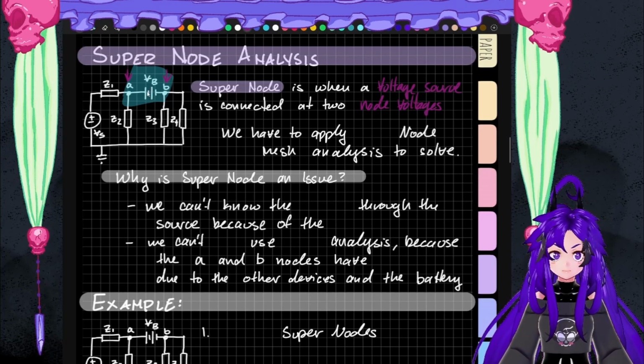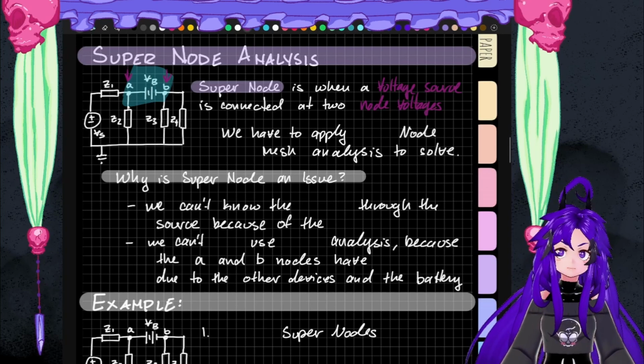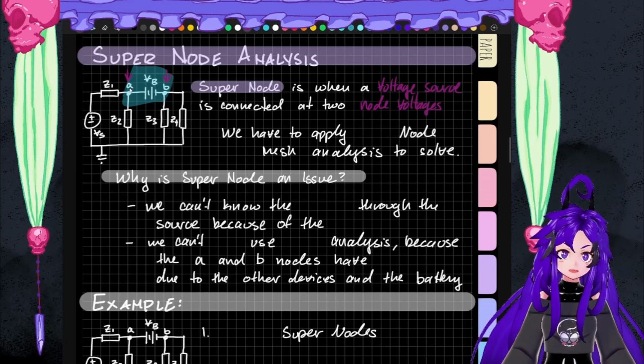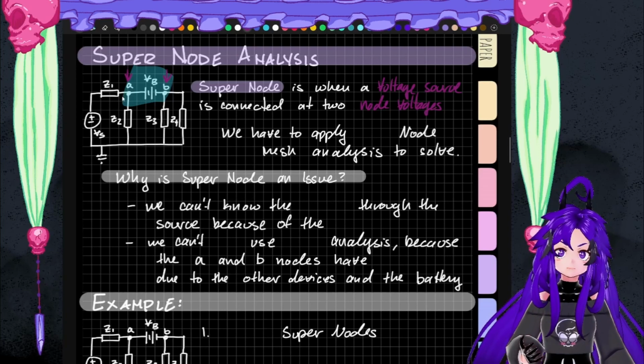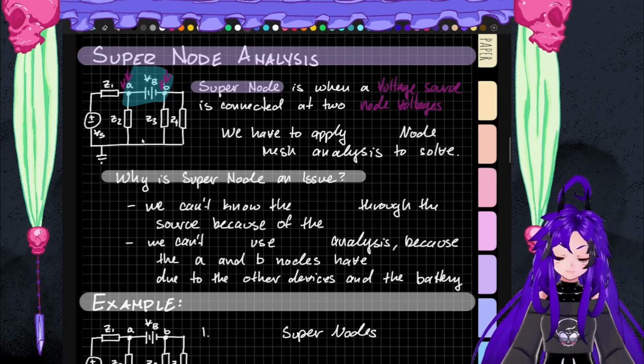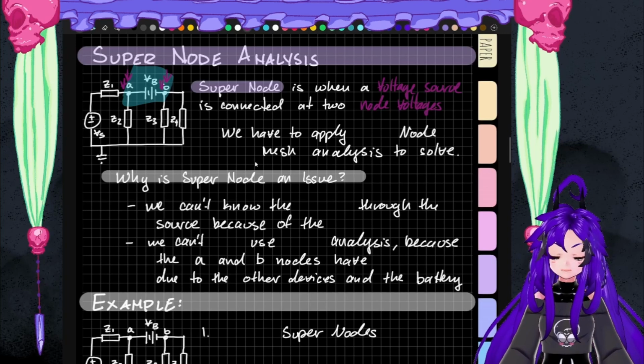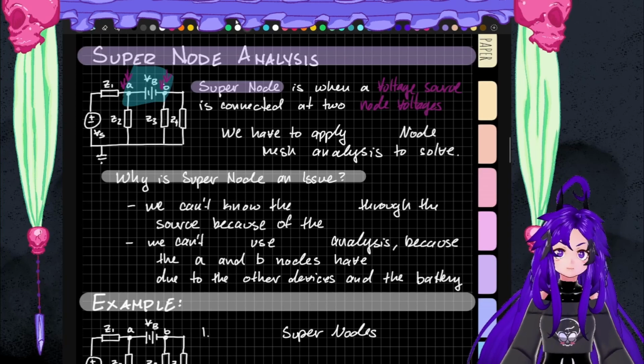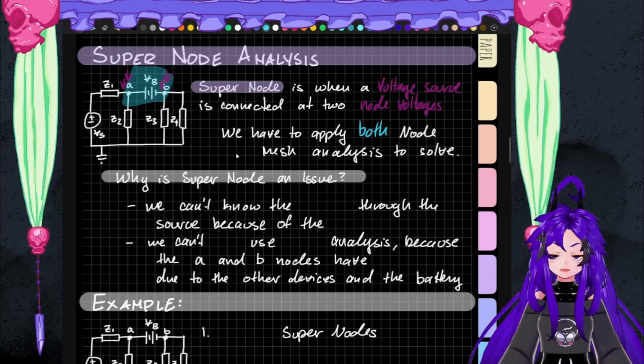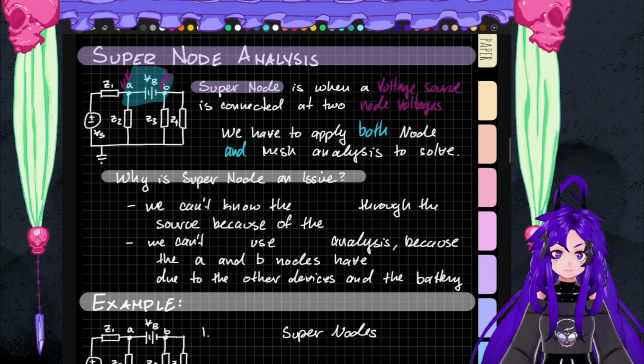Well, we know, because this is what node analysis teaches us, that there's a voltage here, there's a VA here, and there's a VB here, but they are somehow connected to this source without being only that source. And I know that's a little bit to unpack, so let's just go through it. To get through this, we have to apply both node and mesh analysis.